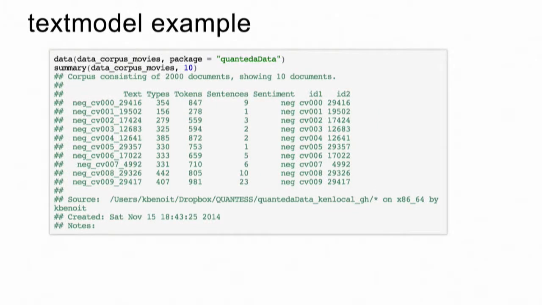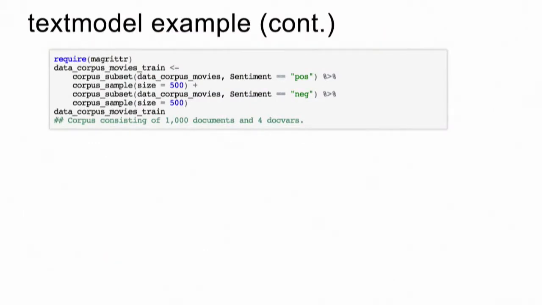Just to show you, what I've taken here is the Pang and Lee movies data set, which is 2,000 movie reviews coded as negative or positive. You can create a corpus from this using a package that's too big to fit on CRAN, so you have to get it from my GitHub account, but it's the 2,000 movies. And here what I've done is used a bit of piping to create a random subset of 500 movies that are positive, 500 movies that are negative. And I call this a movies training set. Notice the plus operator here. I've taken two different corpus objects and just concatenated them using the plus operator.